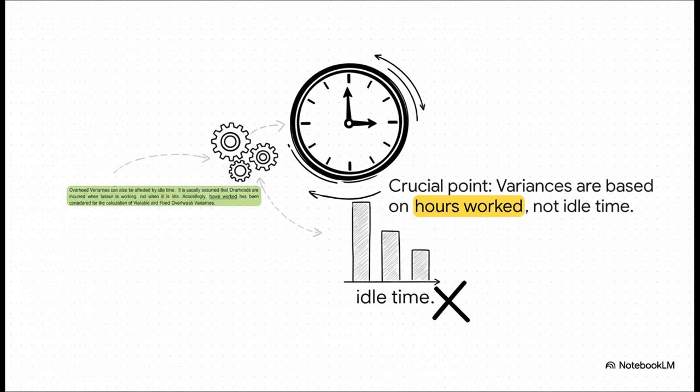And listen up, because this next point is a classic exam trap that catches so many students. Unless the question explicitly tells you otherwise, all these variance calculations are based on productive hours, the hours worked. Idle time? You ignore it. Remembering this one simple rule could honestly save you a ton of marks.